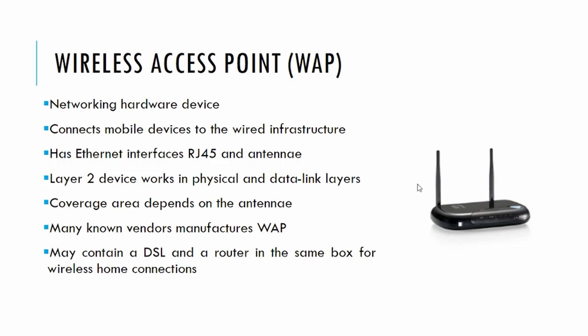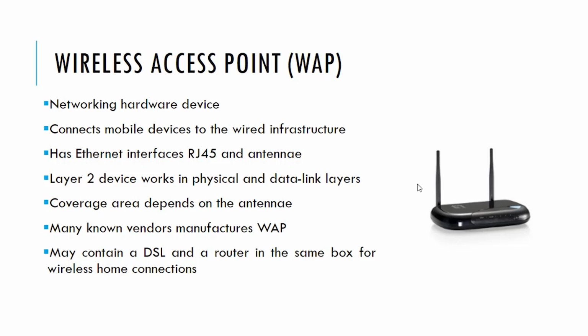From one side, it is connected to the registered jack 45, and to the other side it is connected to an antenna. This antenna is used for wireless communication, and the RJ45 is used as an Ethernet interface for the wired infrastructure. So it provides the interface between the wired infrastructure and the wireless network through the antenna and the RJ45 existing in the same device.